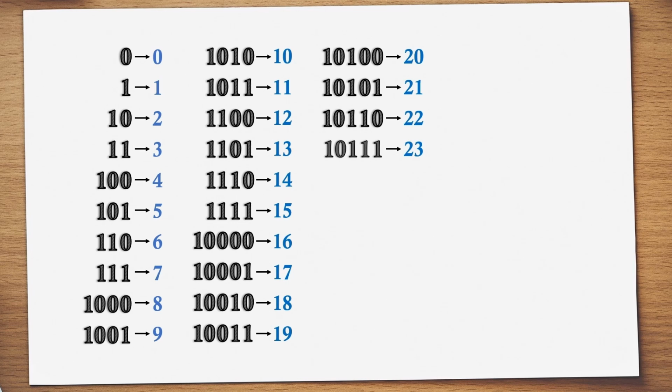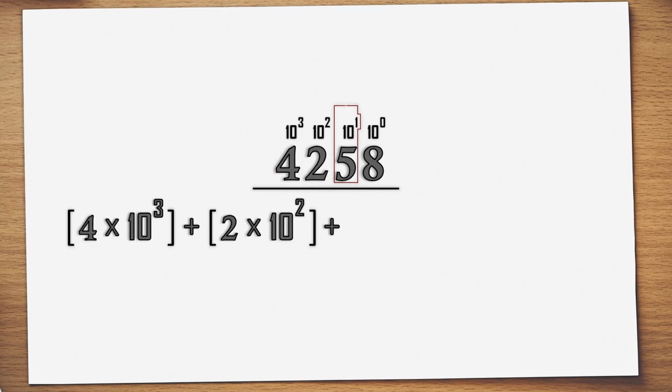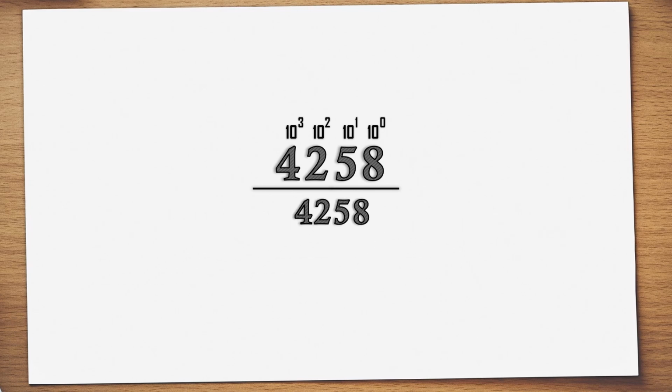To understand this method, let's first understand how the digits of a decimal number contribute to its value. Consider 4258. We know that the 4 here is 4000, which is 4 times 1000 or 10 raised to the power of 3. The 2 here is 200, which is 2 times 100 or 10 raised to 2. The 5 is 5 times 10 raised to 1 and the 8 is 8 times 10 raised to 0. We just multiply and sum them up to form 4258.